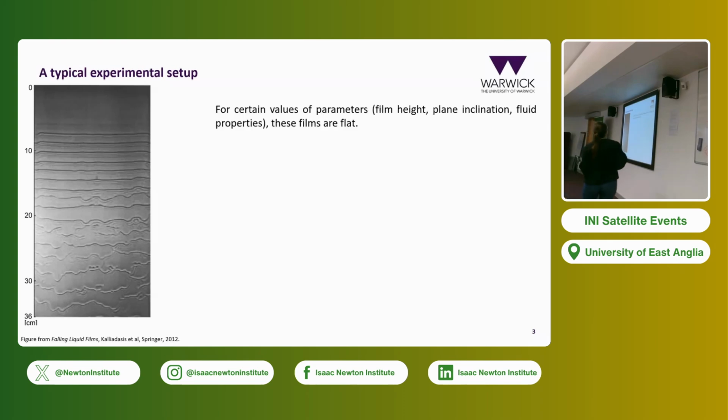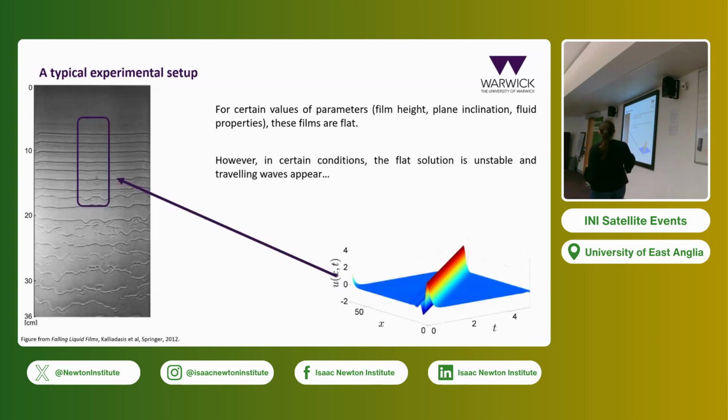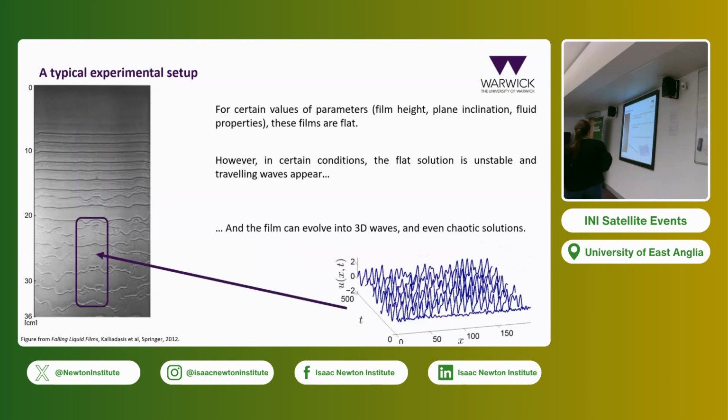Usually, for certain values of parameters, these films are flat, as you can see here. But then as things get more and more complicated, you will have some type of wave or solitary wave like Fabian showed earlier that's traveling downstream. So this is a plot and then a cartoon of what it looks like. Or when things get a bit worse, you start having 3D waves or typical chaotic behaviors.